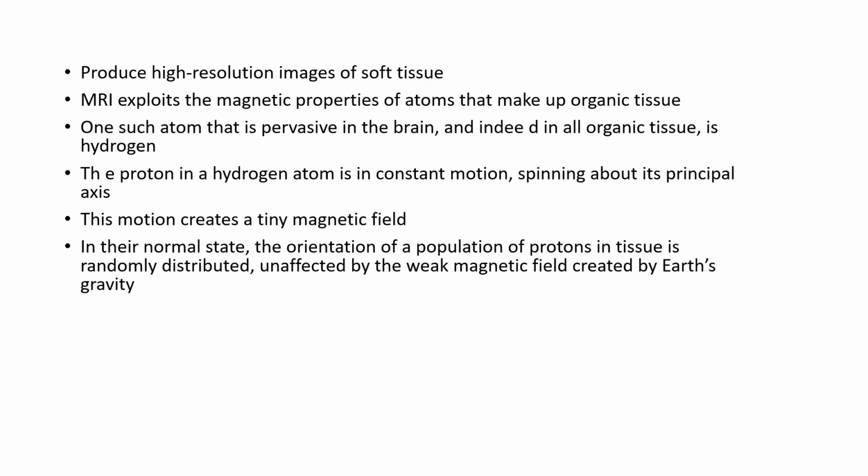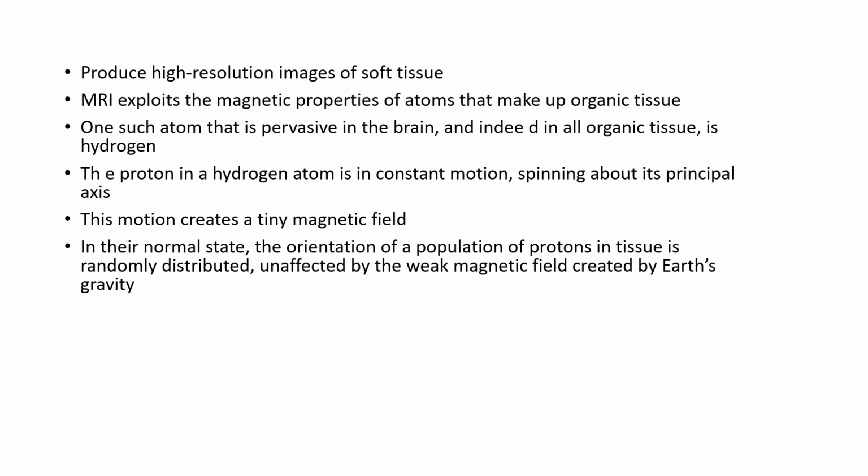As we know, in CT scans we make use of X-rays, in PET scans we make use of radioactive substances. In the same way, how does MRI, the magnetic resonance imaging technique, function? MRI actually produces very high resolution images of the soft tissue of the brain. So what is the mechanism behind this?